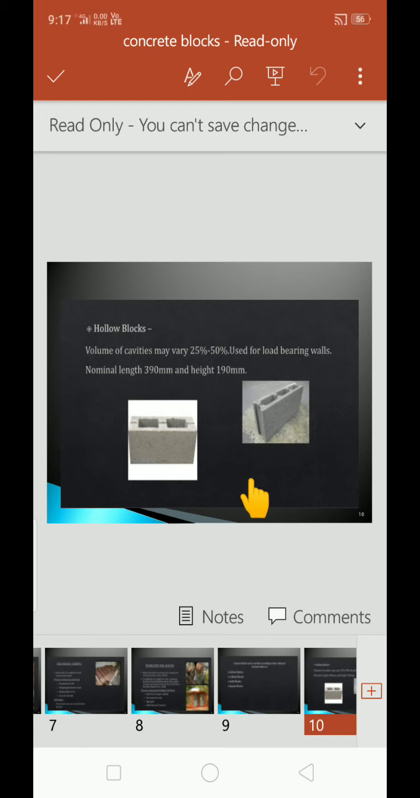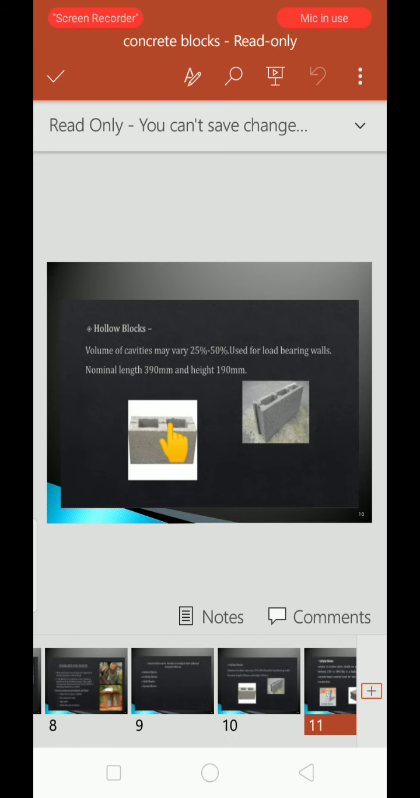Hollow blocks. The volume of cavities may vary from 25% to 50%, and they are used for load bearing walls. The nominal length is 390 mm and the height is 190 mm. This is the size of hollow blocks. Volume of cavities means whatever openings are provided here will be 25 to 50% of the overall area of that particular block. This means these blocks are light in weight.